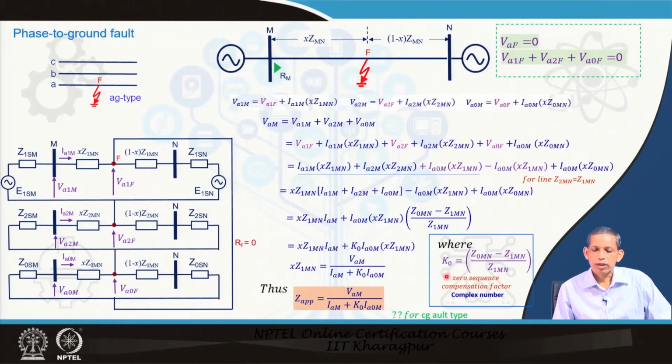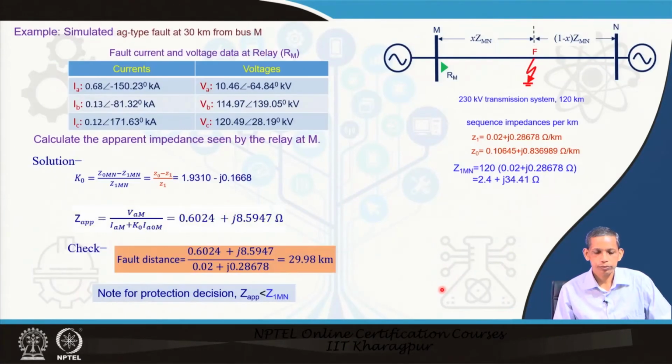And we found another term here, the K0, which happens to be the zero sequence compensation factor, which is a complex number. Now, let us see an example for the same system, a 120 kilometer, 230 kV line. We have the positive sequence impedance already known, and we require the zero sequence impedance for this case. So, the per kilometer zero sequence impedance is given here; you see it is higher in the X part and also in the resistance part compared to the positive sequence impedance.